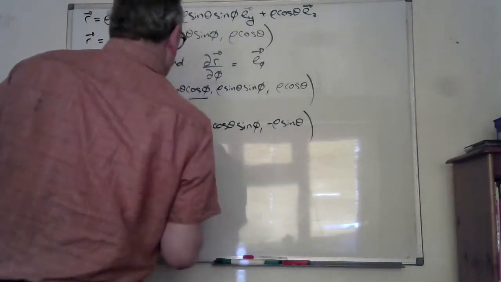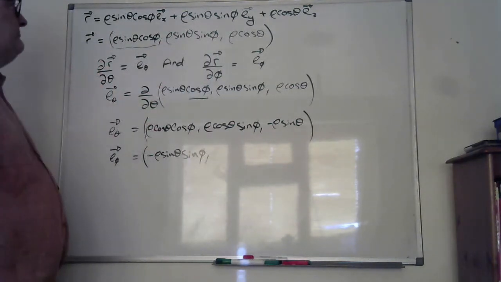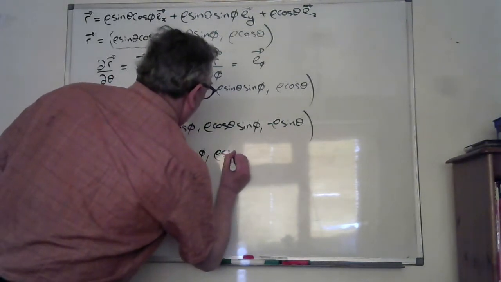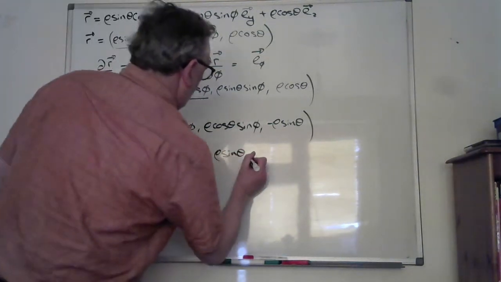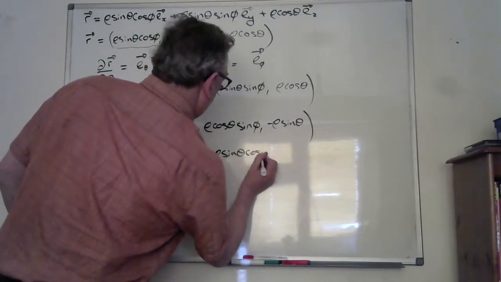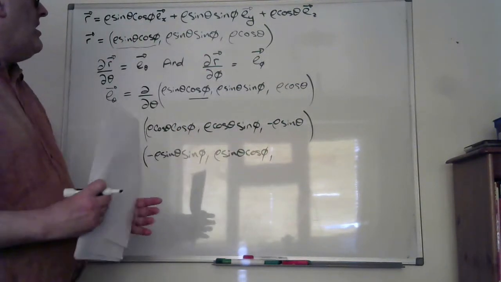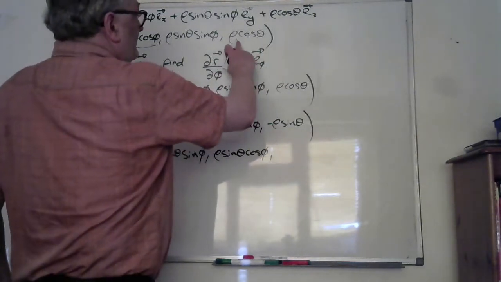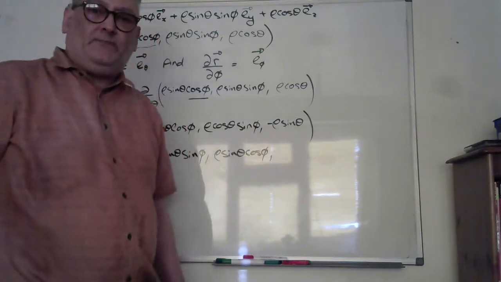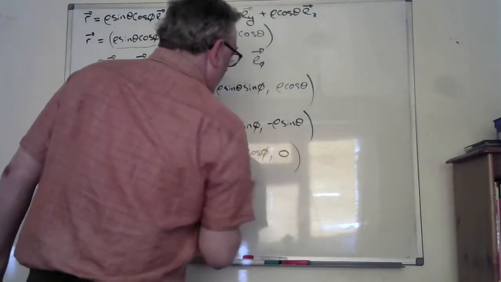And then this differentiates to give rho sine theta cos phi. Sine phi goes to cos phi. And what does this go to? Well, that's just treated as a constant when differentiating with respect to phi. So that just disappears. And we get 0.